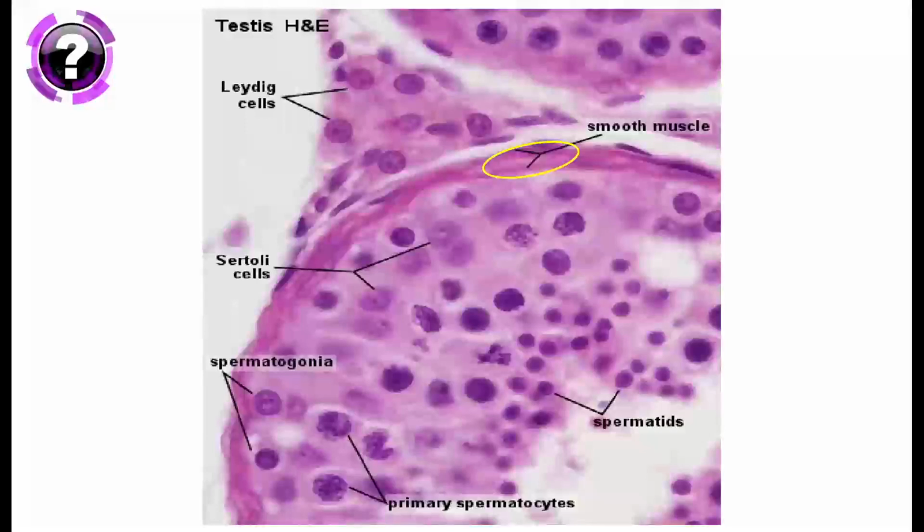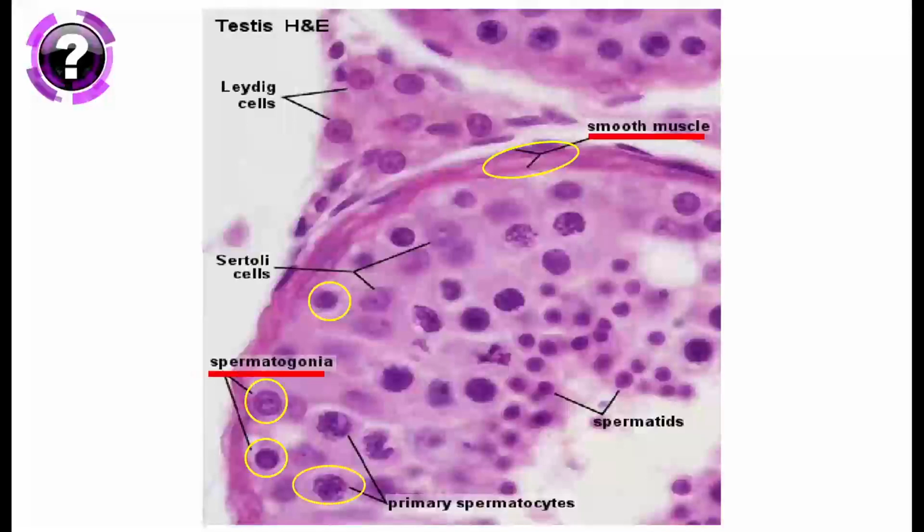Then at the periphery, if you look down to your left, you will find cells near the periphery. These are small cells with dense nucleus. These cells are spermatogonia, like oogonia, the first stage of development. Then the next stage is this group of cells starting at the bottom.